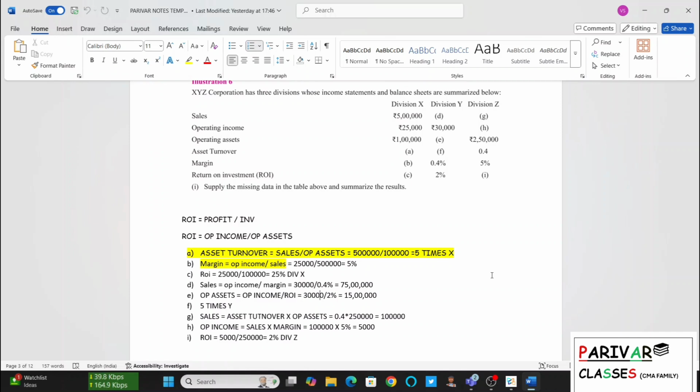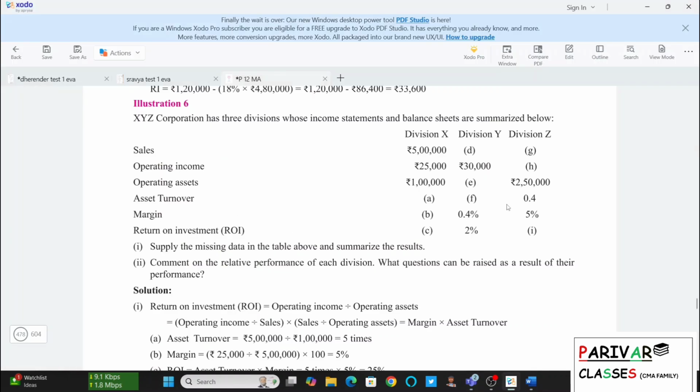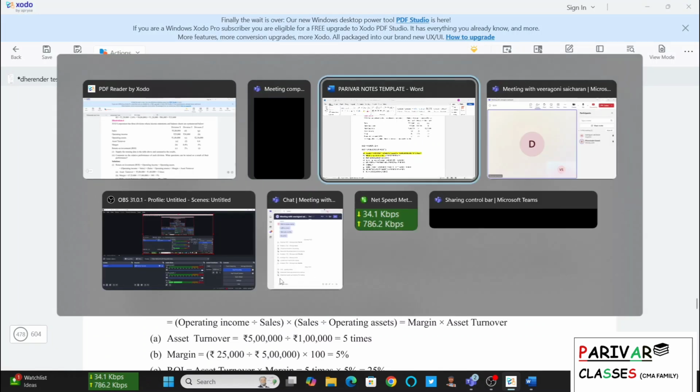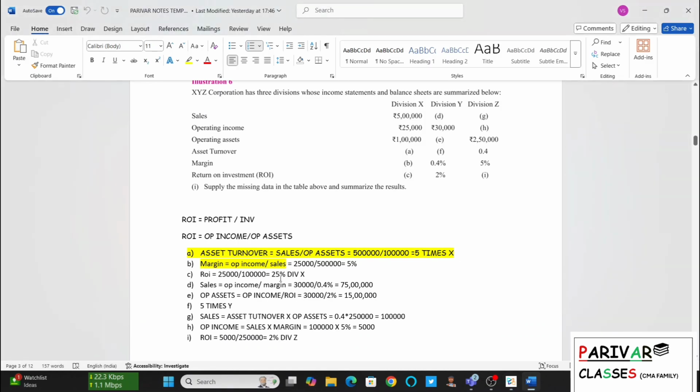Like this you have to write one or two sentences. The other part of the question is what questions can be raised as a result of their performance. By seeing this, what doubts are you getting? Why is division X having that heavy return and why are division Y and Z having less return? What are the possible reasons? We have to think in this way, then we will get some questions.